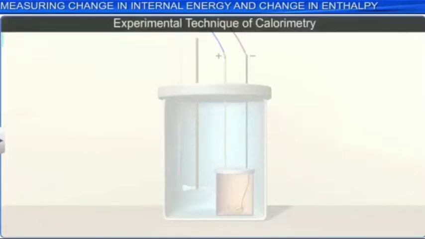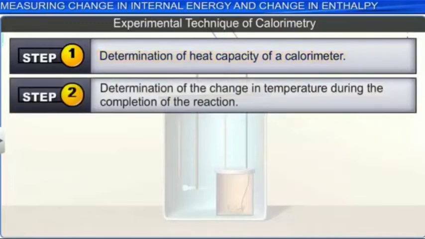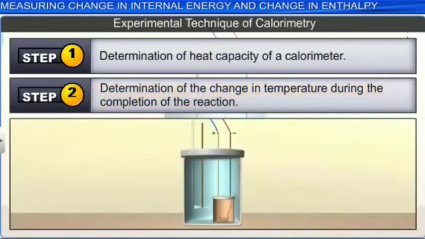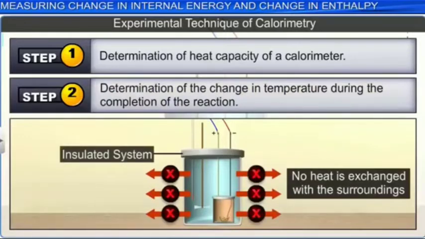The experimental technique of calorimetry actually involves two steps. The first step is the determination of the heat capacity of a calorimeter. The second step involves the determination of the change in temperature during the completion of the reaction, assuming that it is an insulated system and no heat is exchanged with the surroundings.